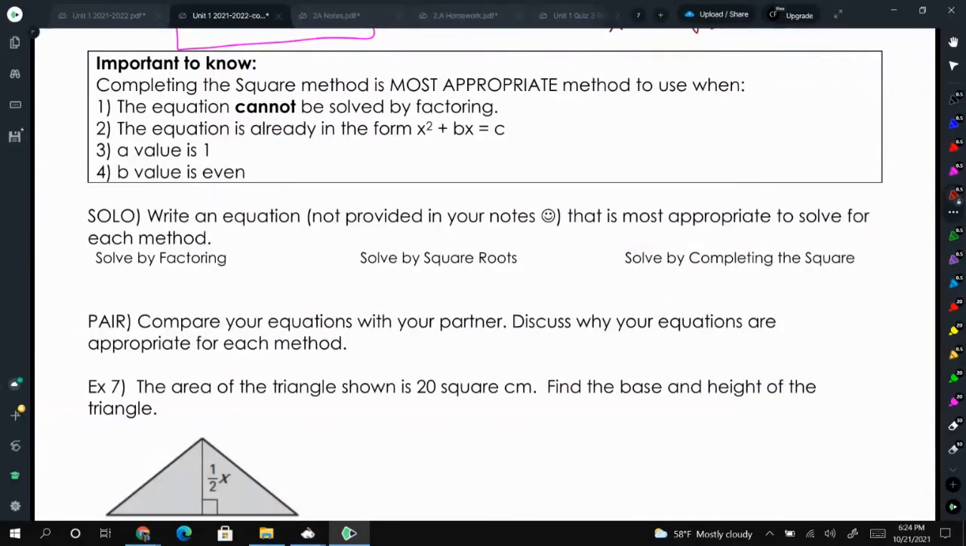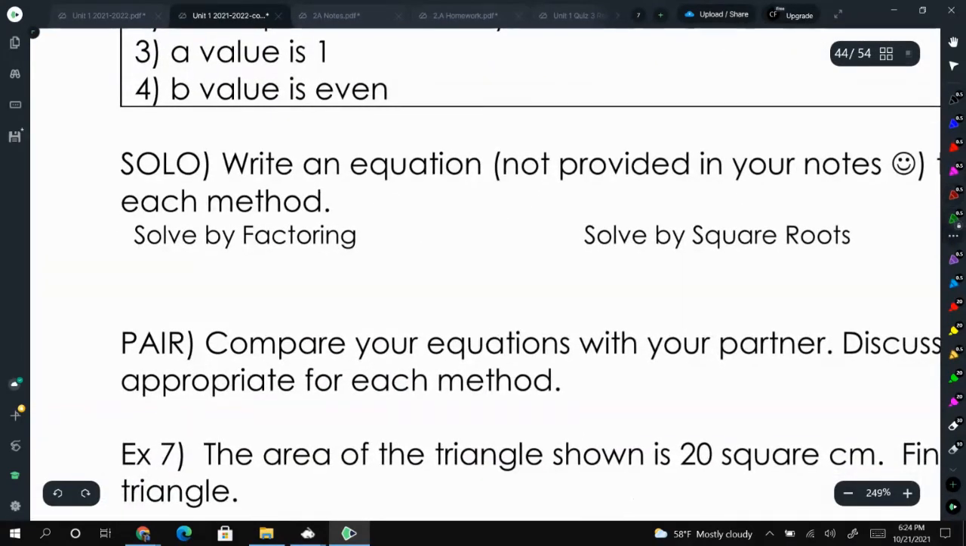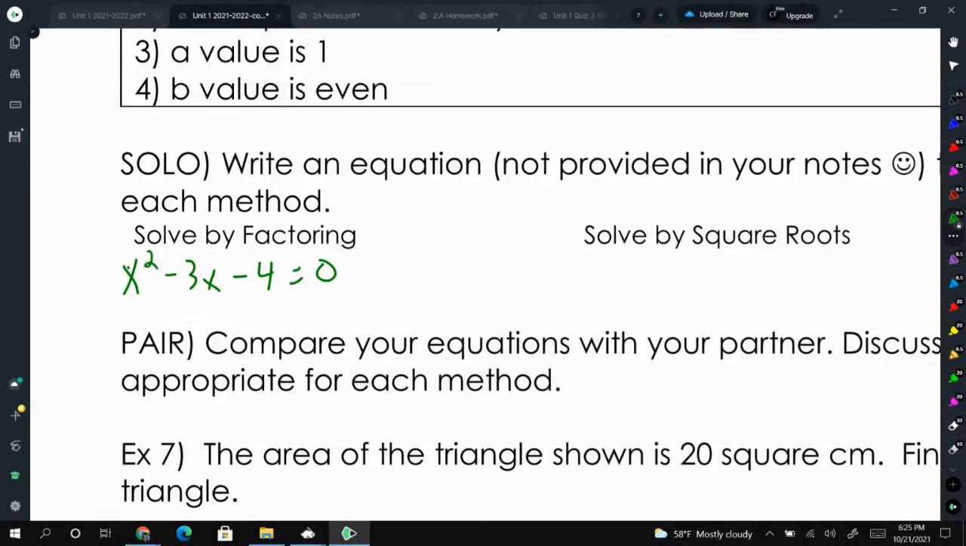So when determining which method to use to solve these quadratic functions, there are some things we want to look for. When we're solving by factoring, we want the equation to equal 0, and our a value, we would like it to be 1, but we can also factor if our a isn't 1. So one of the equations that could be solved by factoring would be x squared minus 3x minus 4 equals 0. We can't really do completing the square with this one because our negative 3 is an odd number. If we're going to do completing the square, we want our b value to be even. But we can factor this. Two numbers that multiply to negative 4 but add to negative 3 are negative 4 and positive 1. So we could factor that and be done very easily.